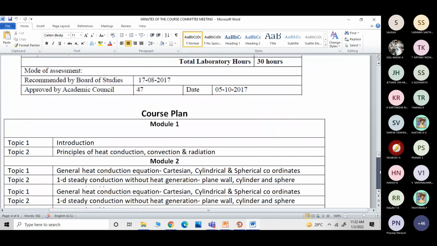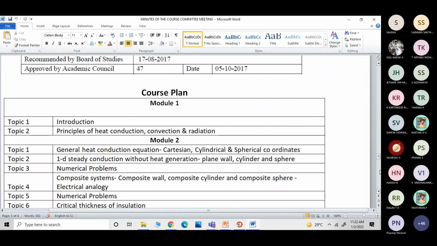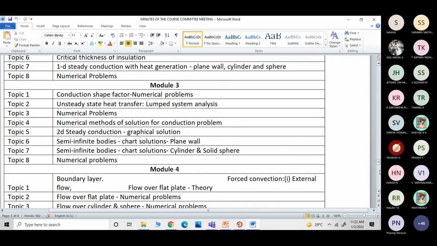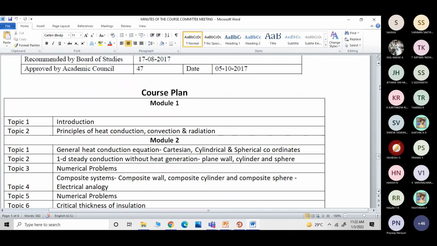These 3 textbooks you can follow for heat transfer. The CAT I told you, and similarly the lesson plan also I told you. What I will do is post this lesson plan and syllabus after this class in MS Teams itself. Is it fine?